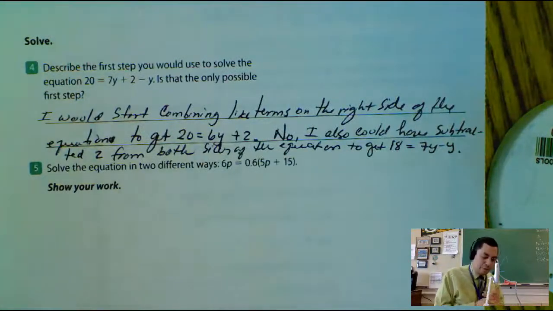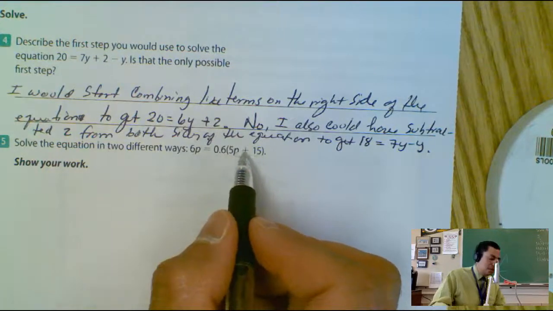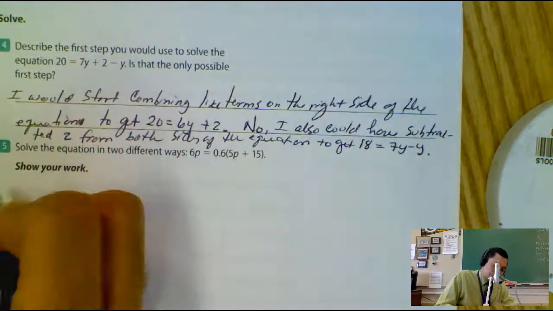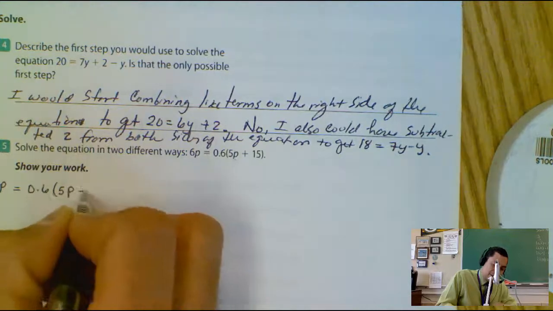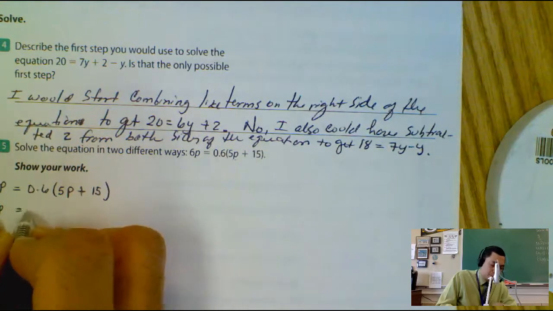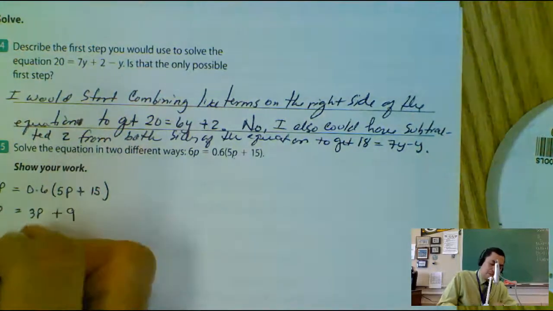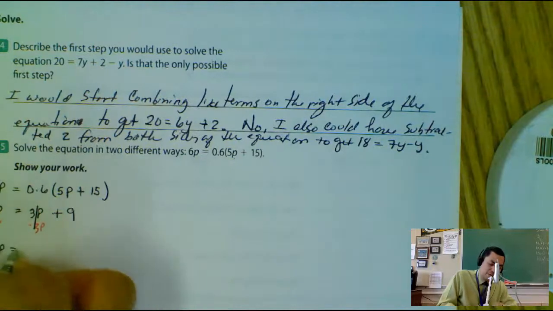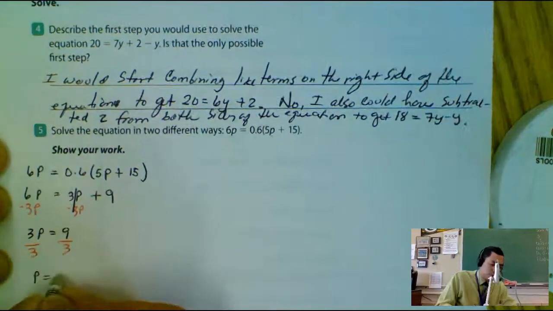Then problem number 5, solve the equation in two different ways. So you have 6p equals 0.6 times 5p plus 15. First, I'm going to apply the distributive property. So 6p equals 0.6 times 5, which is 3p, plus 0.6 times 15, which is 9. Then we subtract both sides by 3p, and this one goes away. So I have 3p equals 9, divided by 3, so p equals 3.